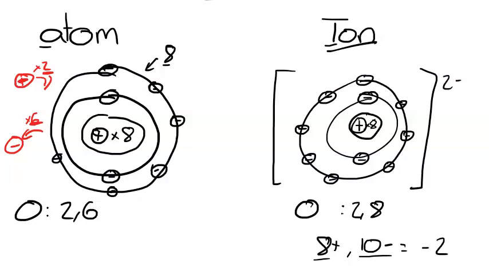The way that we would show that in the symbol, because when we just write O, there's no way to differentiate between an oxygen atom and an oxygen ion. So we draw the ions by writing the charge up the top right hand side of the symbol. So O2 minus would be the oxygen ion, and O just like that is the oxygen atom.